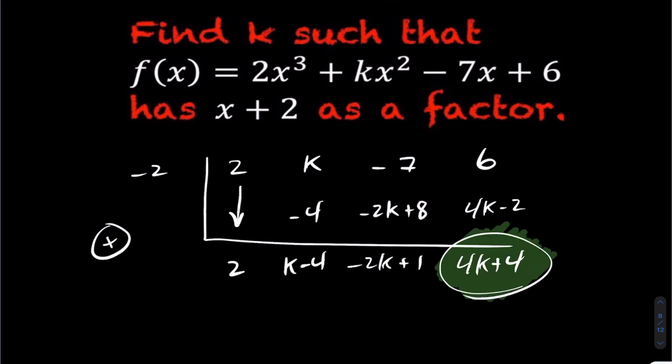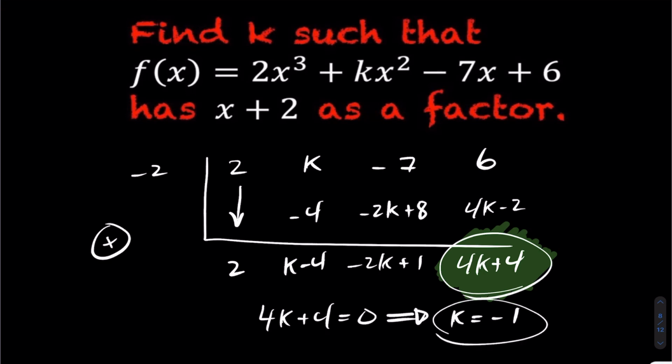Again, this is our remainder when the coefficient is k. We want this to be 0 because we want to have x plus 2 as a factor, so our remainder must equal 0, in which case 4k plus 4 must equal 0, which implies that k equals negative 1. So therefore, when k equals negative 1, this polynomial will have x plus 2 as a factor.